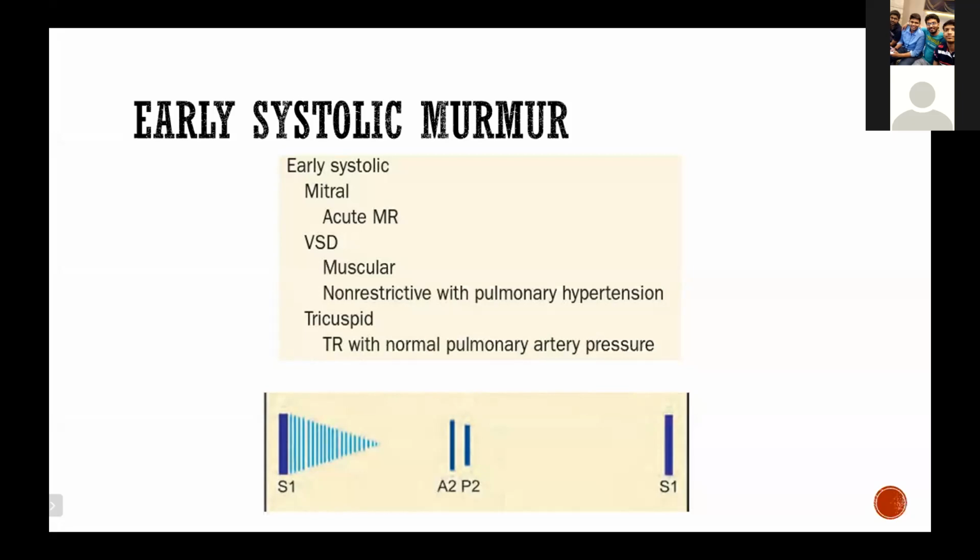So that is why blood will flow only for the initial part of systole, and since the left atrium is non-compliant, it is a stiff left atrium. The pressure will rise fast and it will equalize quickly, and that is why only during the early part of systole we'll have a murmur.